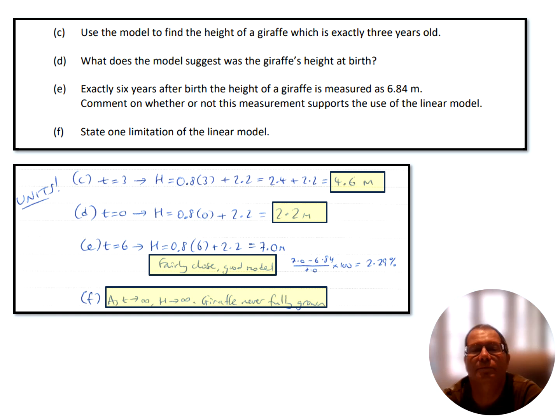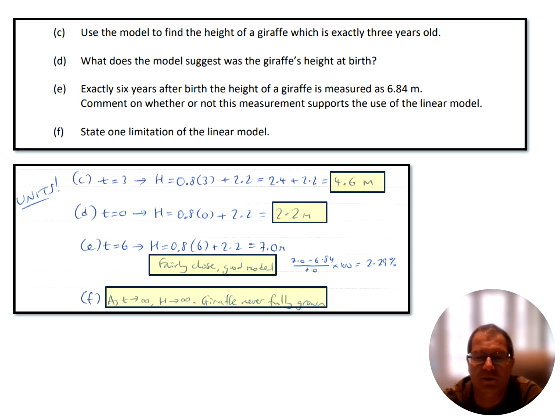For E, we're told that the height is 6.84 meters after 6 years. So if you substitute 6 into the formula, we get an answer of 7.0. And if we're asked to compare that with the actual measurement of 6.84, we could work out, say, the percentage difference between them. And it's fairly close. It's a good model. There's only a sort of 2-point-something% difference between them. And then finally, F, a limitation.